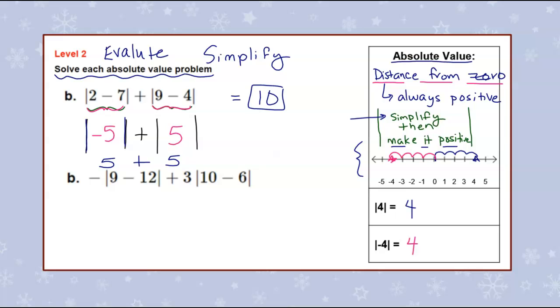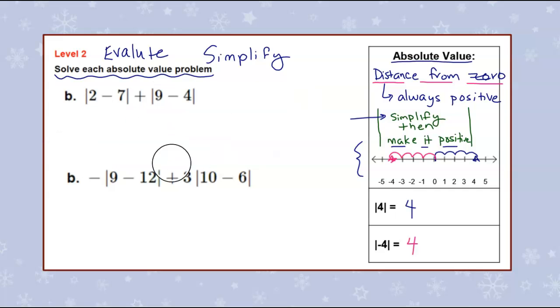A very big common mistake that kids make with B is that they distribute into the absolute value. Well, first we have to simplify the inside. So this negative in front is staying there. That 3 in front is staying there. All right, let's simplify the inside. 9 subtract 12 is negative 3. 10 subtract 6 is 4.